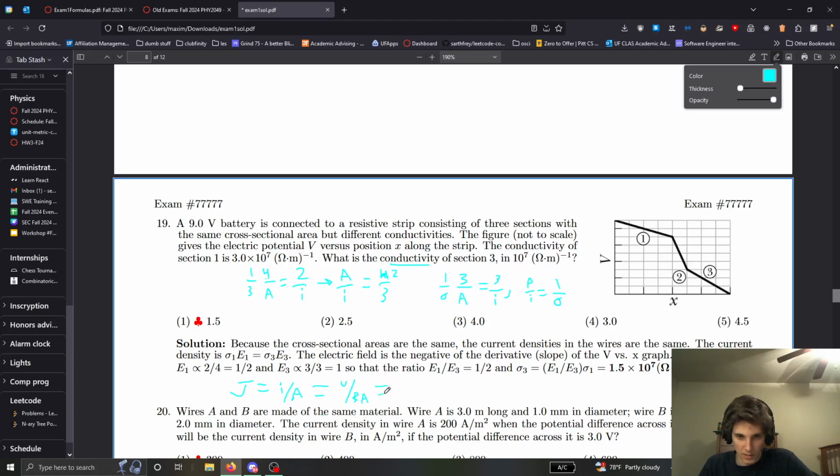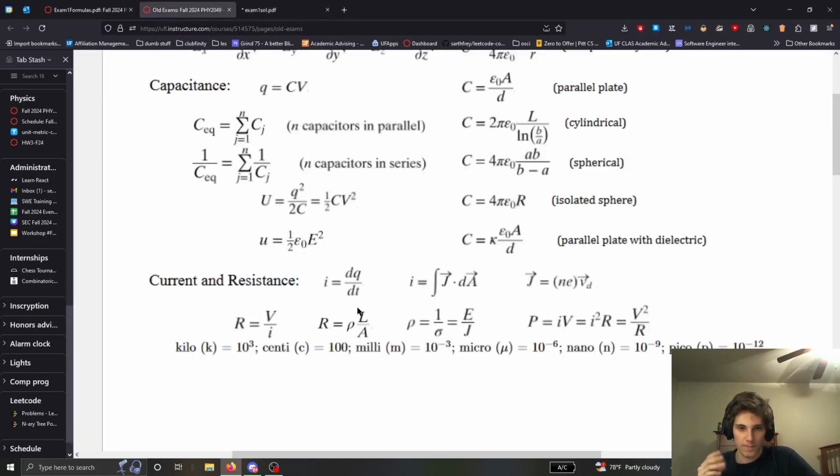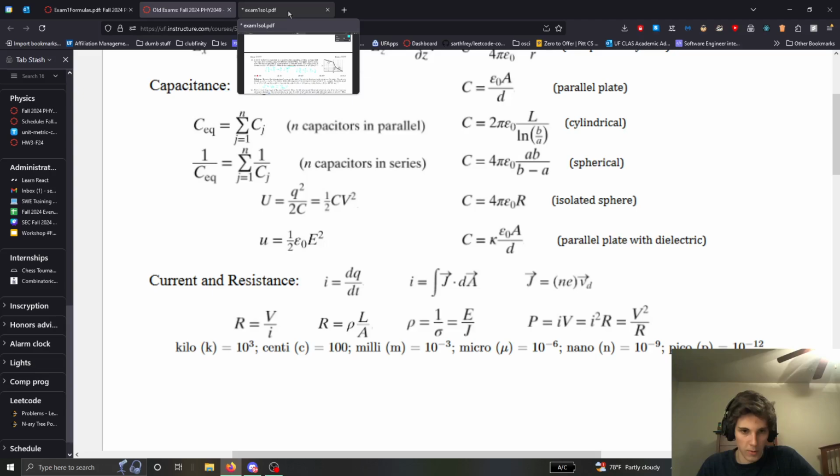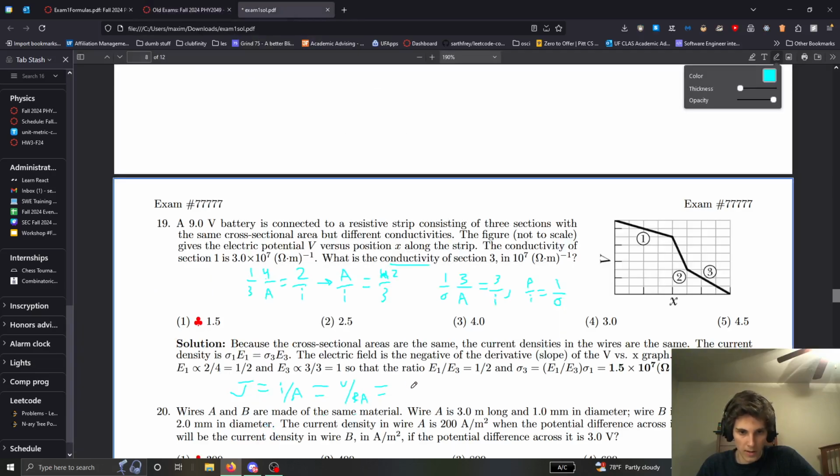Now let's look at what else we're given in the question. We're given lengths, so let's try and relate with lengths. They're also the same material, which means their resistivity is going to be the same. So R is equal to resistivity rho L over A. So A V over rho L A. The A's cancel. We just get this voltage over rho L term, right?